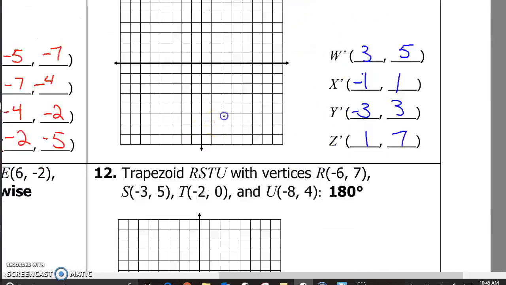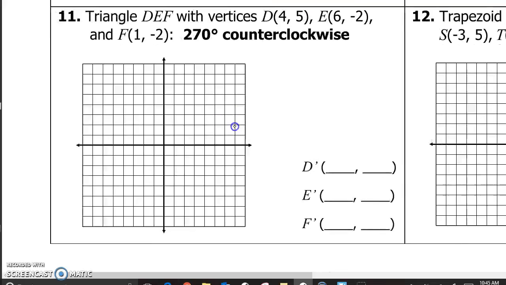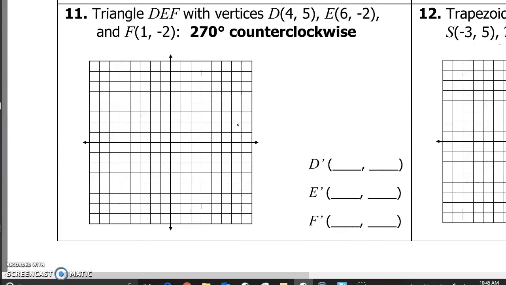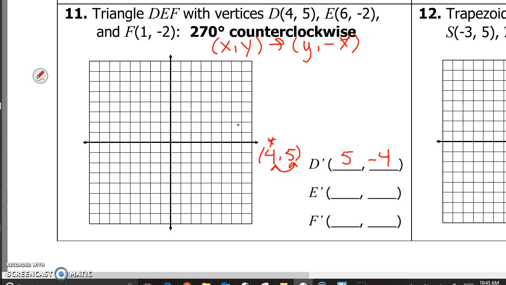All right, moving on to the last two. Number 11, we are rotating 270 degrees clockwise, or counterclockwise. So the rule is x, y. So now we're going to rotate to y, and the opposite of x, goodness gracious. Okay, so for D, we've got 4, 5, switch, x becomes the opposite. So 5, negative 4.